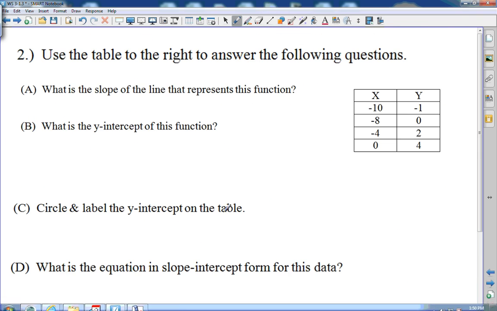Okay, so let's go to the next one. Right here, if you have the worksheet, I would do it. If not, just pause the video and go through and try and do it. First off, it says, what is the slope of the line that represents this function?